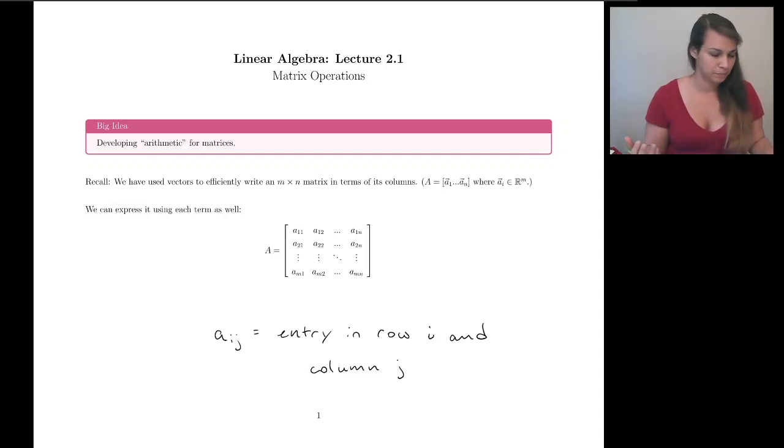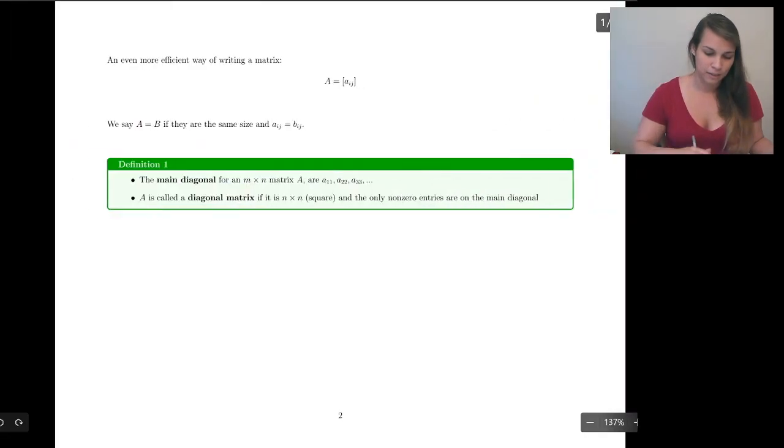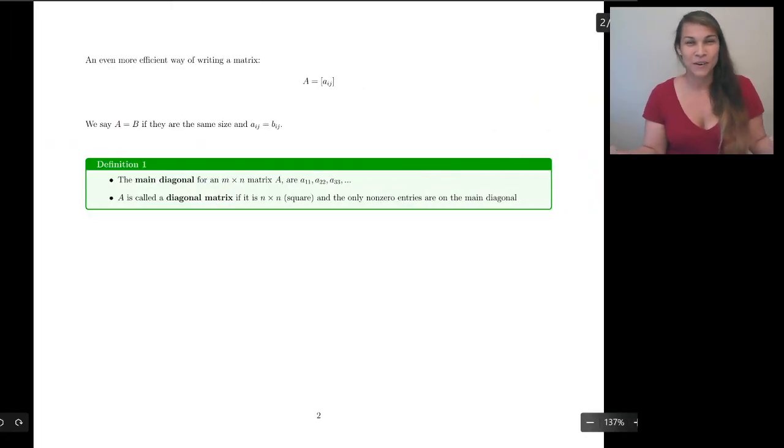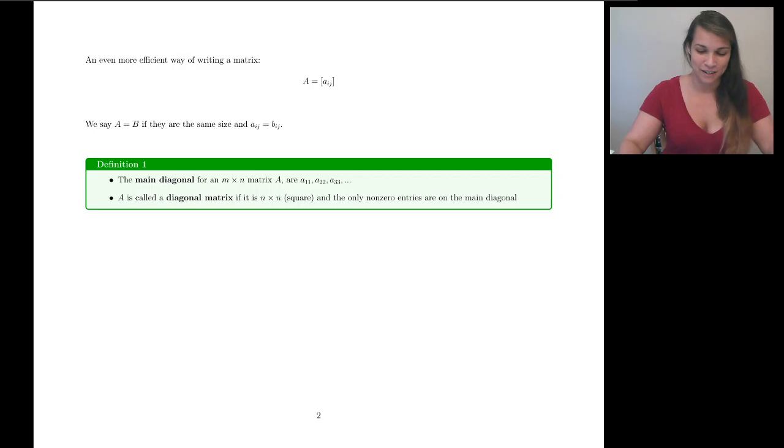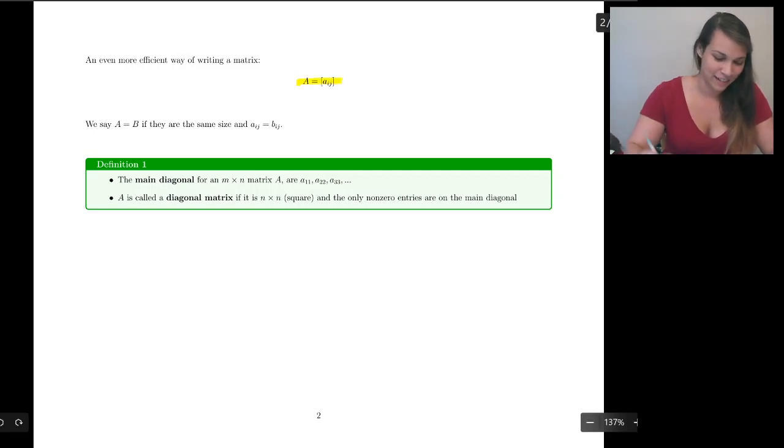Okay, so writing it term by term is going to be useful for defining some of our matrix arithmetic things that are about to come. It also gives us an even more efficient way, turns out, to write our matrix. This guy right here. We can shorten him way the heck down.